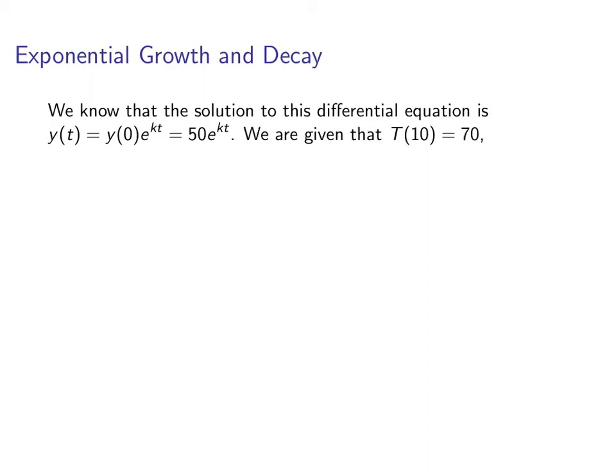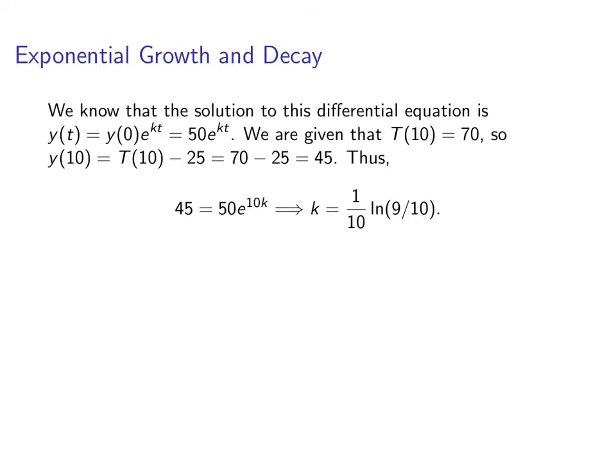Now we're also told that the temperature at 10 minutes is 70. So that means the difference at 10 is 70 minus 25, which is 45. So let's plug all this in. So we'll get 45 is equal to 50 times e to the 10k. And if you do the algebra to solve for k, you'll get 1/10 log of 9/10. This is a negative number. If you plug in a number less than 1 into the log, you get a negative number. And so that's the idea behind the cooling here, that the rate of change of the temperature is negative.